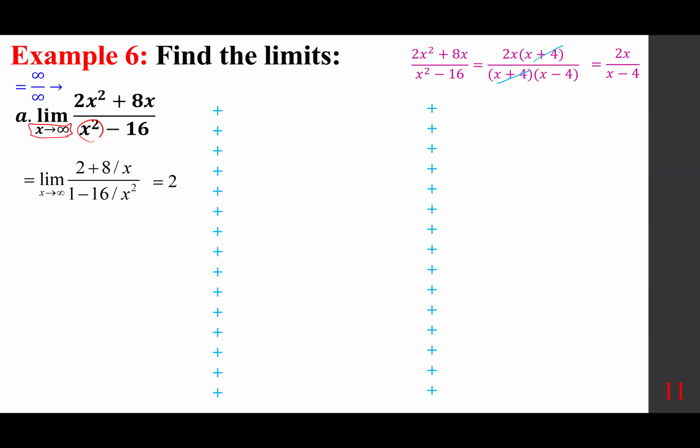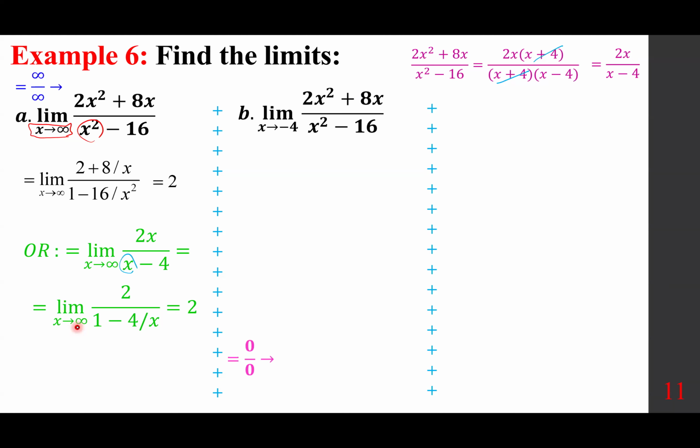And now we should work on that. In this case, it really doesn't make much of a difference. If you work on it, now you divide by x. This becomes 2, this becomes 1, and this is minus 4 over x that goes to 0 because x is approaching infinity. So it gives you the same answer.